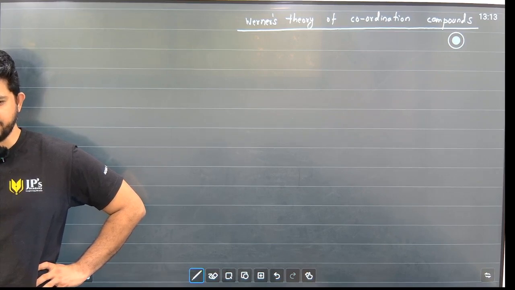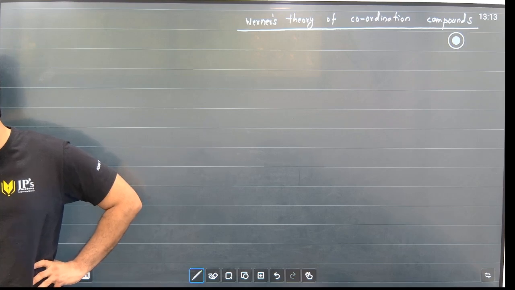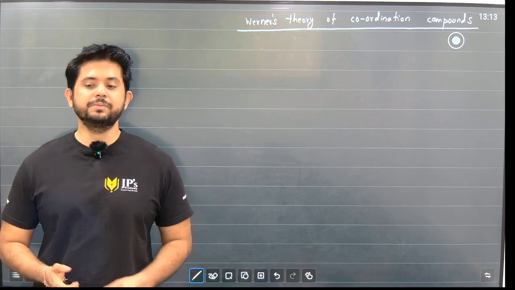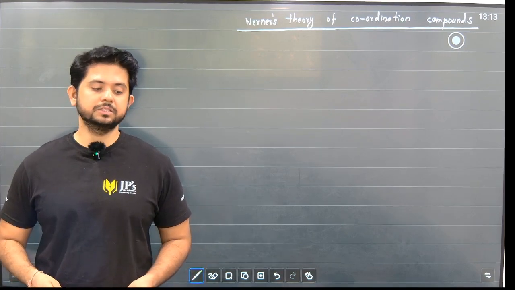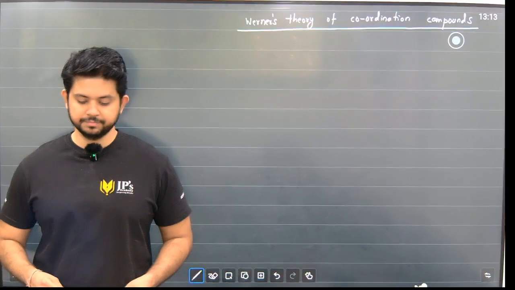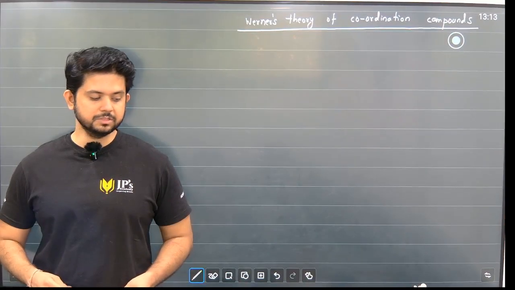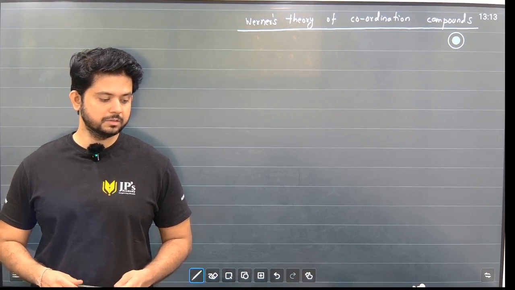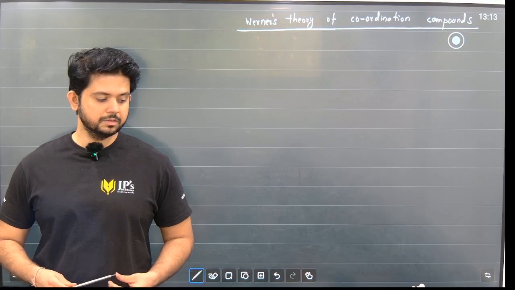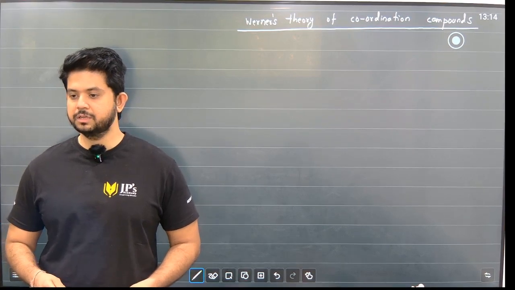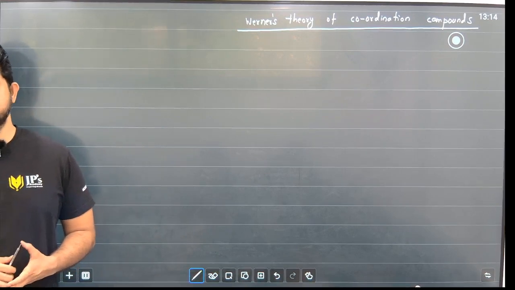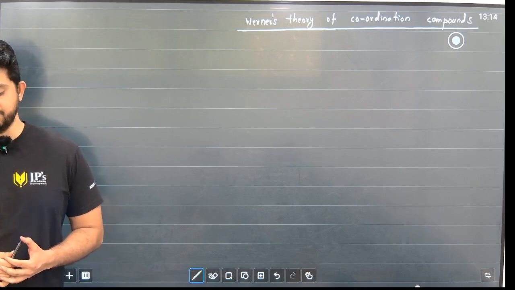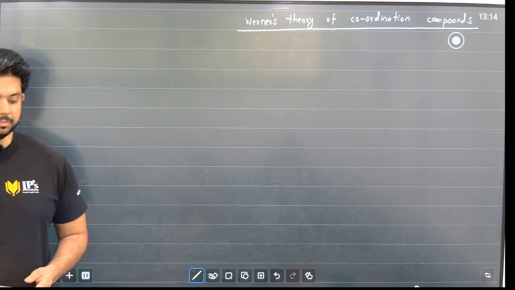Primary valency, next point. Primary valency represents oxidation number. Secondary valencies represent coordination number.